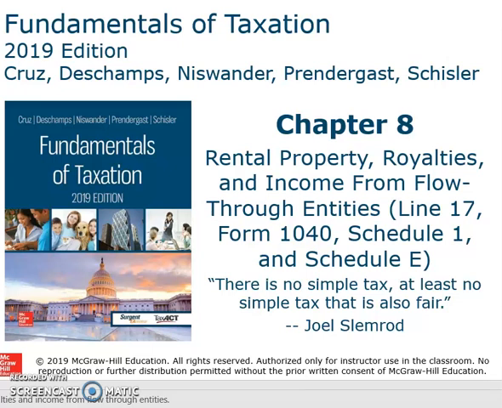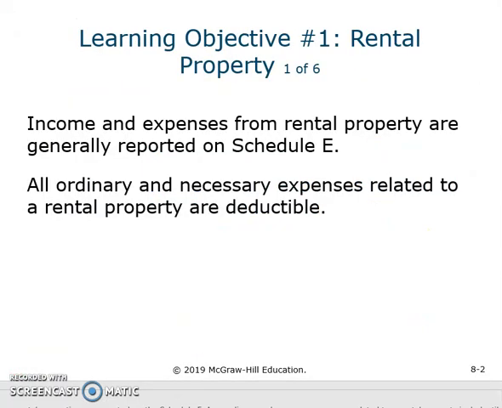In Chapter 8, we're going to talk about the IRS tax provisions for rental properties, royalties, and income from flow-through entities. So we're going to start first with rental property. All income and expenses from rental property are going to be reported on a Schedule E, which the number at the end of the Schedule E will flow through to your 1099.